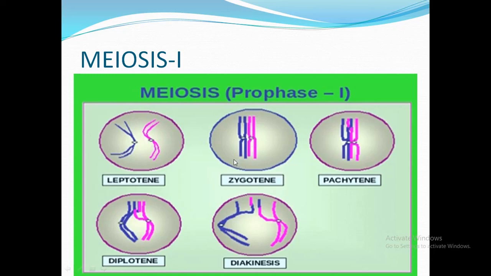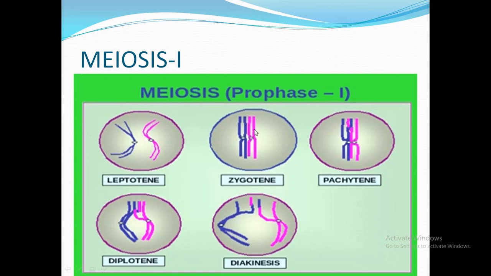Now, during zygotene, what happens? The chromosomes have become condensed, and they align themselves together. They start coming together. Now, this process is what we call synapsis. So, synapsis is a process in which the homologous chromosomes come closer and align themselves along the length of the chromosome.